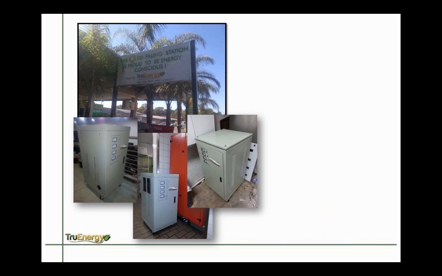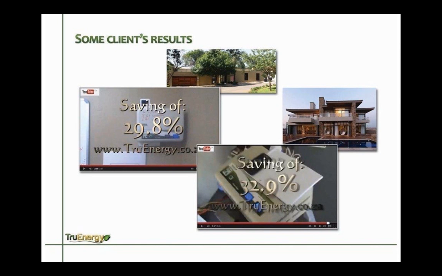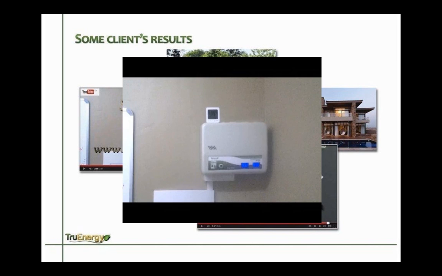Here are a few pictures of the industrial units, and a photo of a BP filling station sign that specifically pointed out that TruEnergy is a partner to save energy. This is how the bigger unit looks like inside. Here are 2 videos of homes that are on YouTube for public to view. The videos are live demonstrations, confirming the amount of saving. The home on the left proved saving of 29.8%, and the home on the right showed a 32.9% saving.